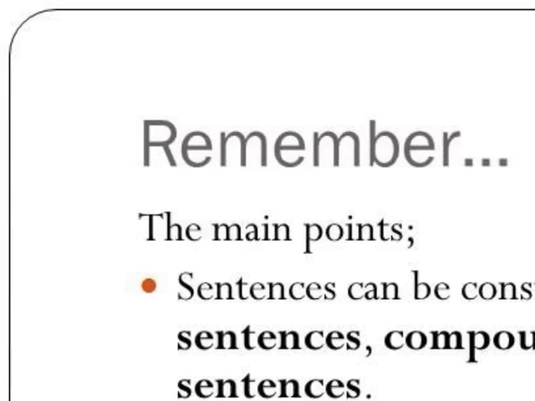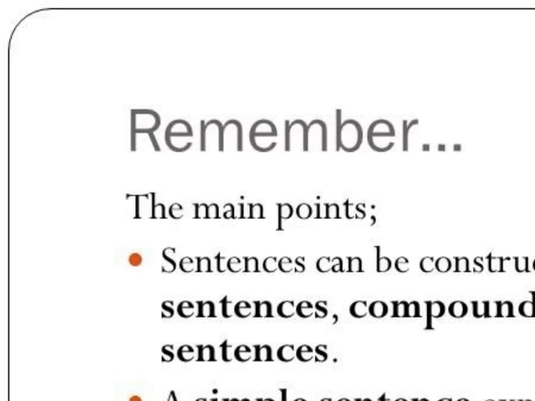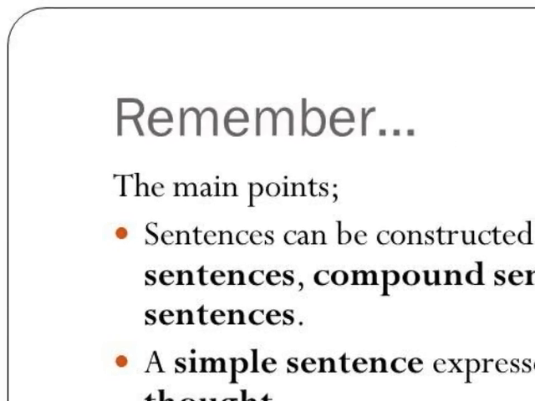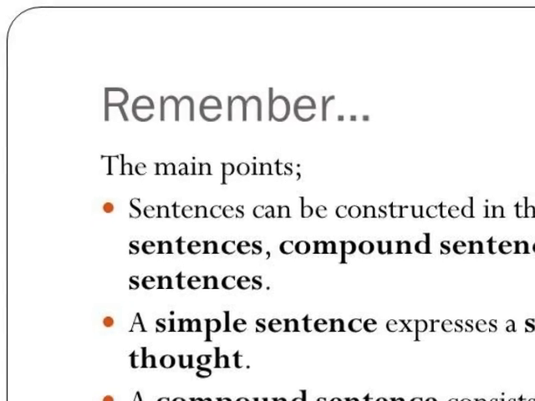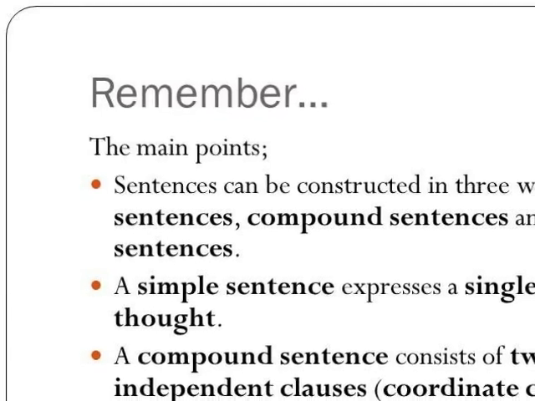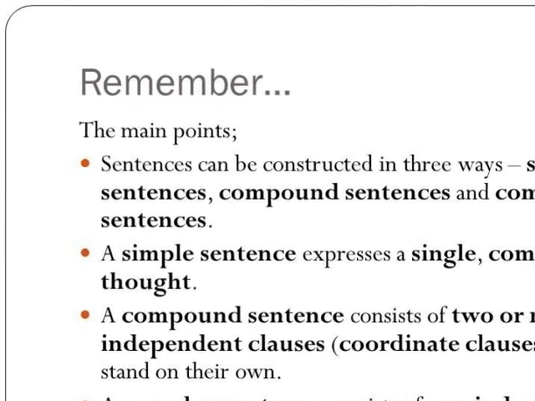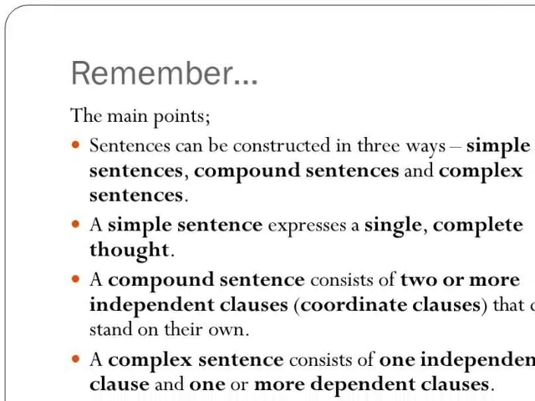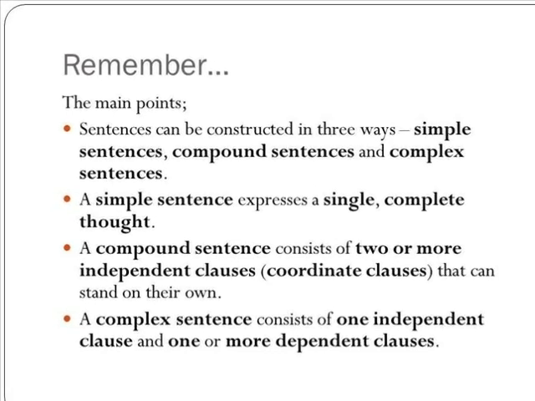Here is what we learned today about the 3 basic types of sentences. Sentences can be constructed in 3 ways: simple sentences, compound sentences, and complex sentences. A simple sentence expresses a single complete thought. A compound sentence consists of 2 or more independent clauses, also known as coordinate clauses, that can stand on their own. A complex sentence consists of 1 independent clause and 1 or more dependent clauses.